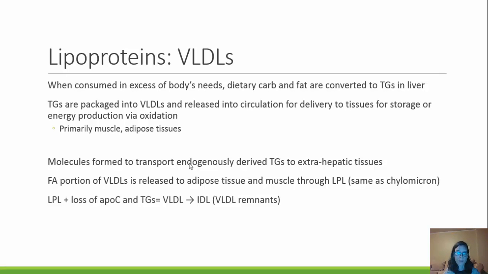So same as the chylomicron. Both the chylomicron and the VLDL contain triglycerides that are acted upon by lipoprotein lipase to deliver fatty acids to our tissues. When we have the action of lipoprotein lipase plus the loss of ApoC and triglycerides, we get the conversion of VLDL to IDL. So we have VLDL, then the action of lipoprotein lipase and loss of ApoC, and we have IDL, which are intermediate density lipoproteins, or VLDL remnants.